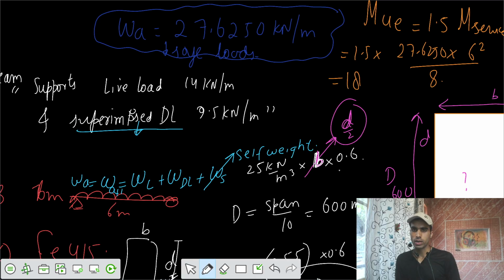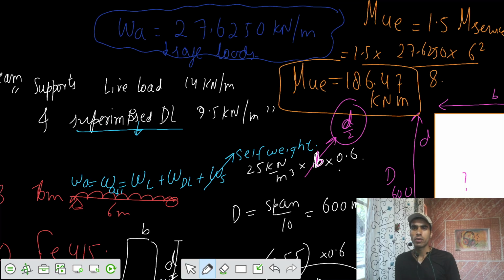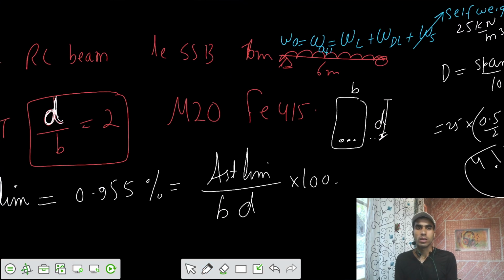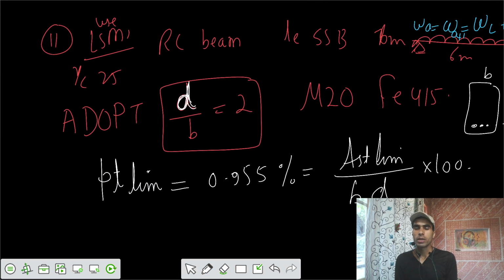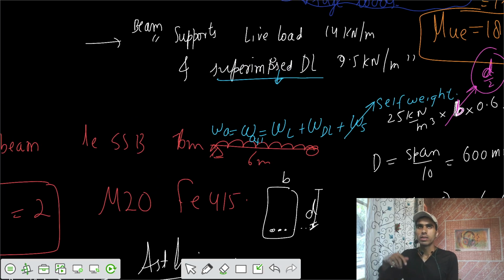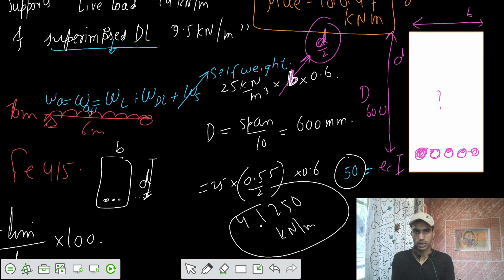Let's say 186.47 kilonewton meter. This is your moment external. Let's say this value we got, 186.47 kilonewton meter. Now another thing is that you have to design this beam, but you have to ensure that, to start the design, you should ensure that section is under reinforced. So for that I would say your Mu external should be lesser than limiting condition. Let's go for that now.